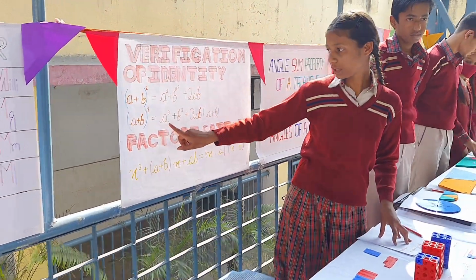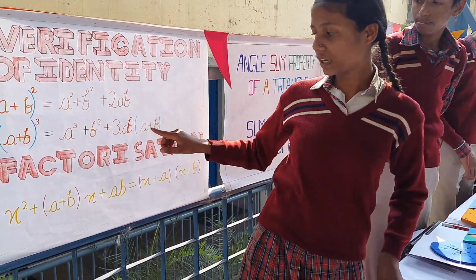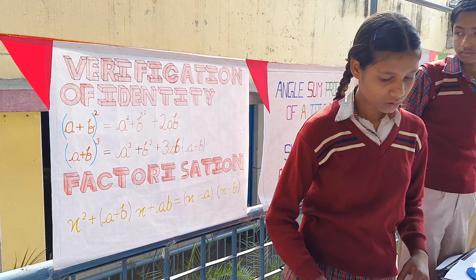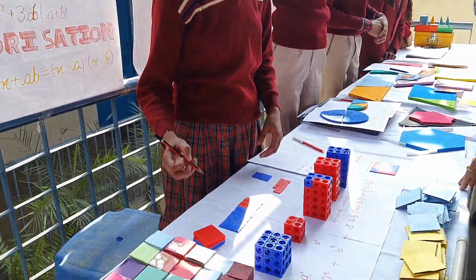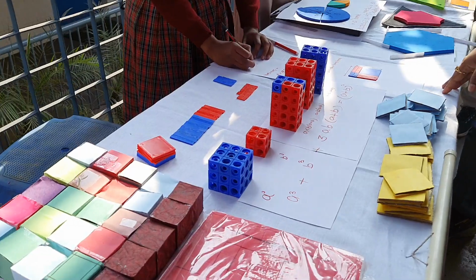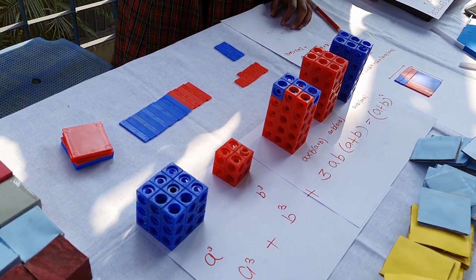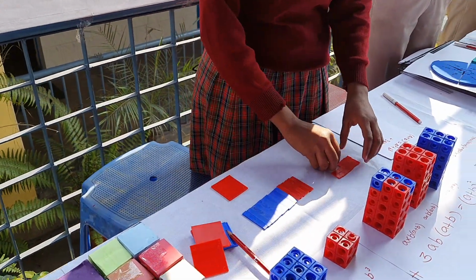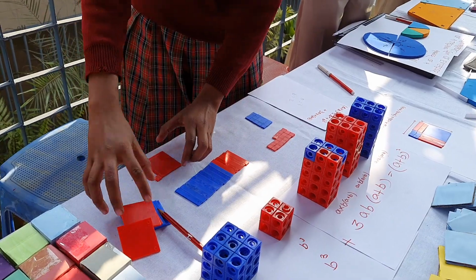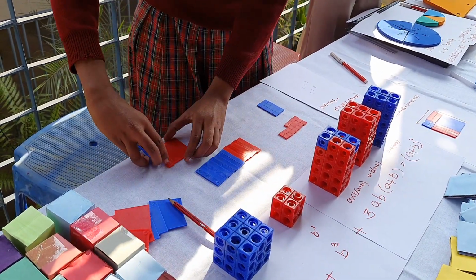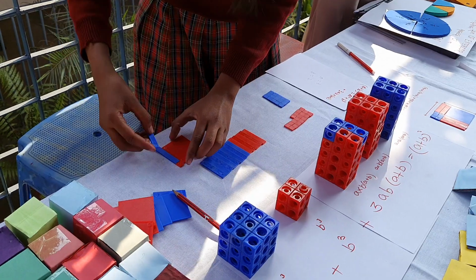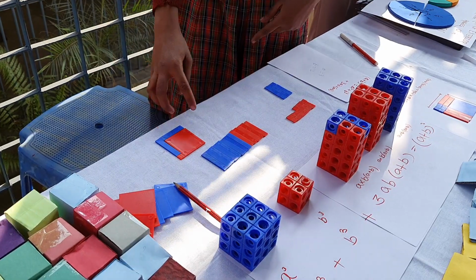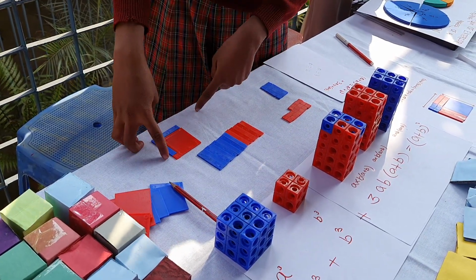(a plus b) whole cube is equal to a cube plus b cube plus 3ab into (a plus b). No, the one above: (a plus b) whole square equals a square plus 2ab. You can show this also. Yes sir, I can show that. Sir, give me a value, any value. Sir, a square, b square, ab. This is also ab. 2ab, a square, b square, and 2ab is equal to (a plus b) whole square.